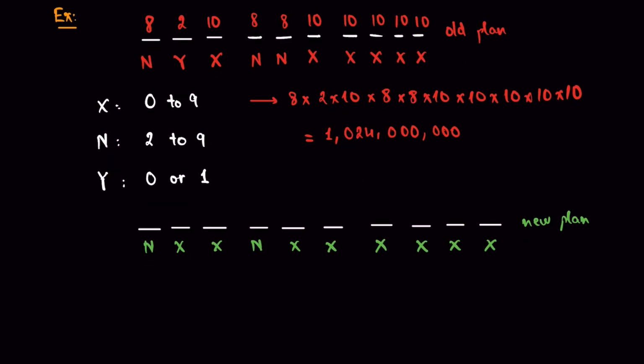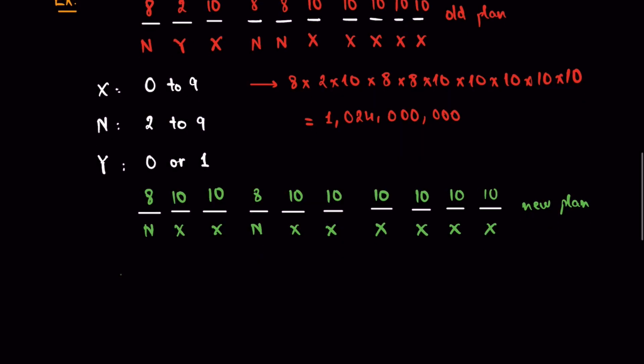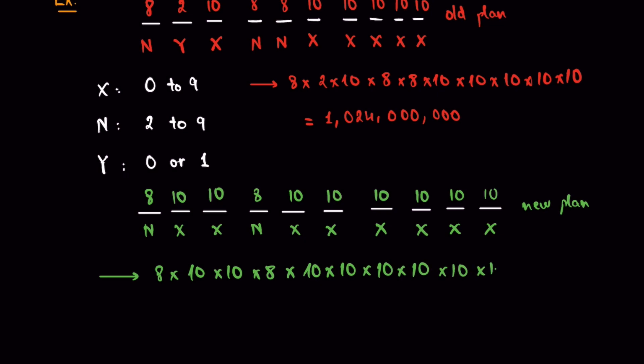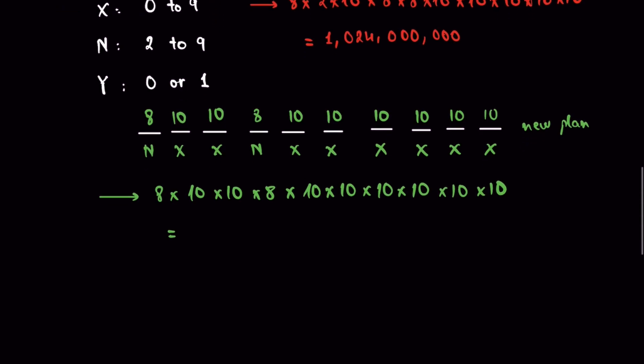Now under the new plan, the first digit consists of 8 different choices. For the second digit, we have 10 different choices. For the third digit, you have 10 different choices. For the fourth one, you have 8 different choices, and so on. I'm going to fill out these choices here. And for the new plan, there's going to be 8 times 10 times 10 times 8 times and so on. And that's going to give you 6,400,000,000 different numbers for the new plan in North America.